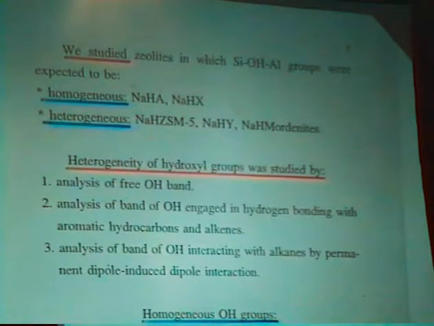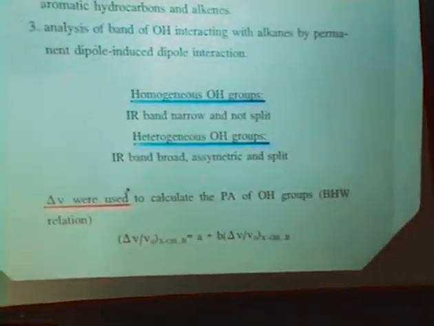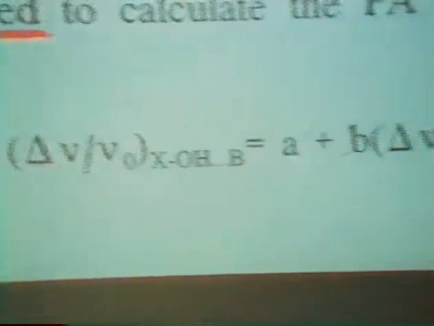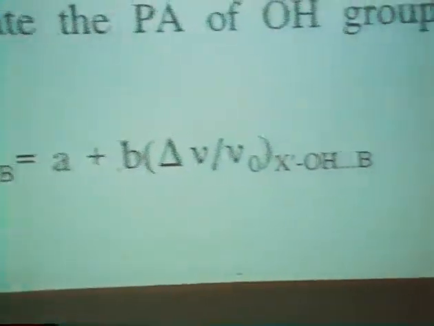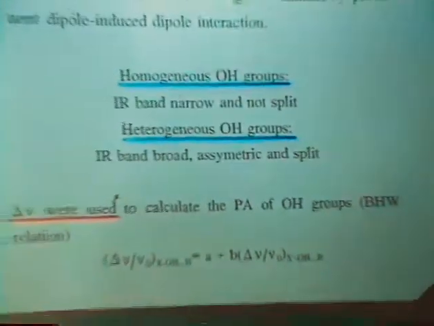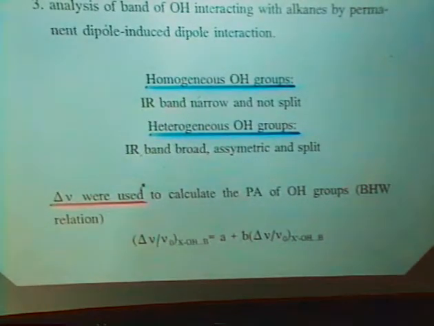If we have homogeneous hydroxyls, the IR band is narrow and not split. In the case of heterogeneous hydroxyl groups, the IR band is broader, asymmetric, and split. In most cases, this splitting can be seen only after the calculation of the second derivative of the spectrum.